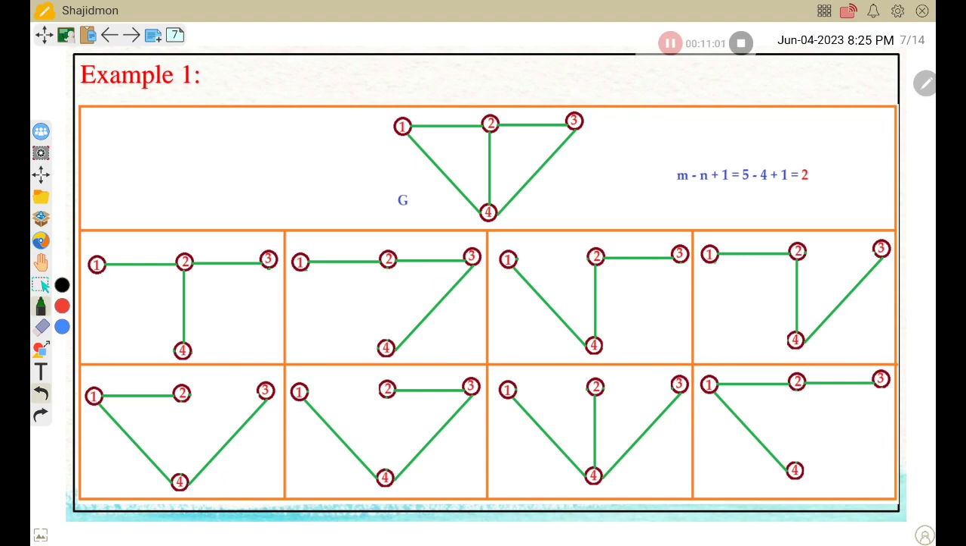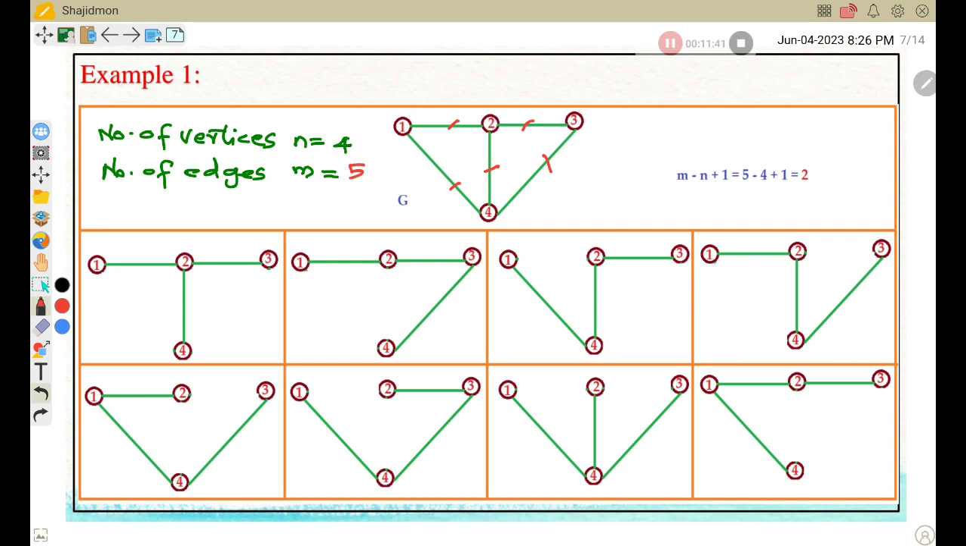Now, one more example you can see. Example number 1. For example, we have one graph here, with vertices 1, 2, 3, 4. Number of vertices, n, equal to 4. Now, number of edges. How many edges are there? You can calculate: 1, 2, 3, 4, 5. So number of edges, m, equal to 5.